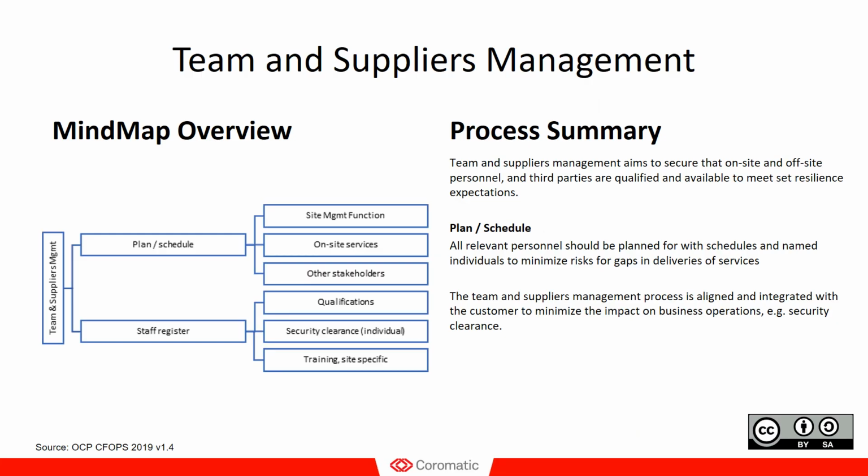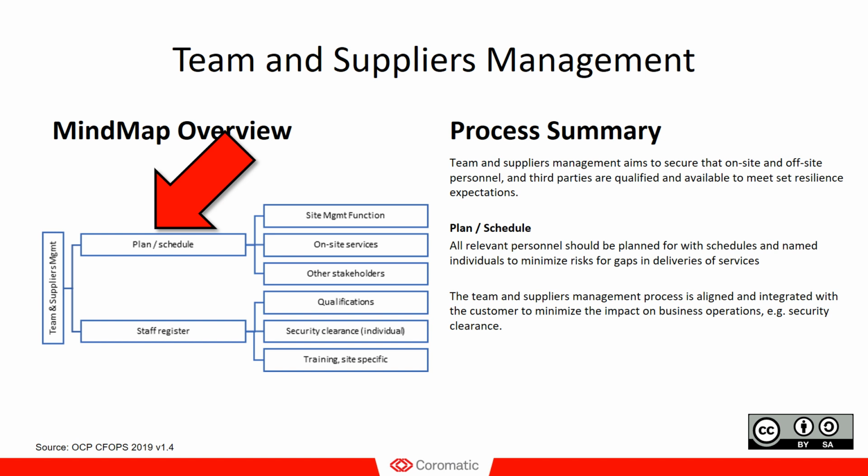When looking at the team and suppliers management process, we can see that it's split into two different parts. The first one is to plan and schedule resources, and the main resource groups are the site management function, which actually is an off-site function which plans, orders work, and then follows up or validates that they are performed as expected, and then approves it. And the other one is the on-site services. Many of the services ordered and validated by the site management function are on-site services, but there are of course also off-site services, for example business development or risk management.